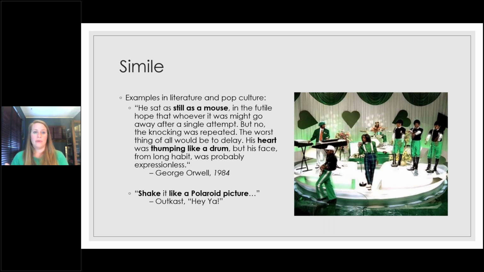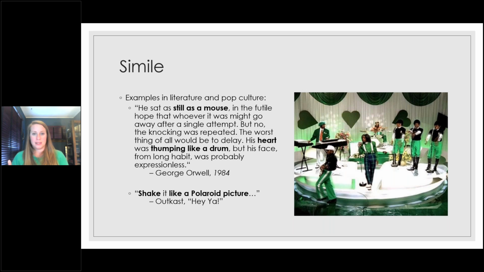We've got 2 different versions of similes in this passage. The first one, which is bolded here, would be still as a mouse. I don't know if you've ever encountered a mouse, like maybe in your house or your apartment. I have, and typically when they see you, they stop and they freeze. So it gives you a good mental image of this character, again, maybe being afraid and having some fear. So they're stopping, they're being as still as a mouse.